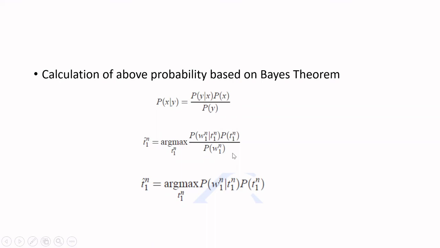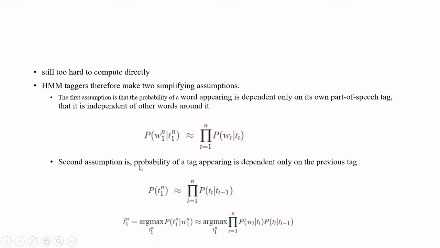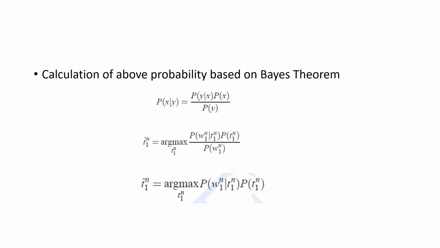That is, a denominator namukku eduthu kalayan pattum. Okay, so which means our estimation of tag can be written as like this. Okay, so it is probability of W1 raised to n given tags T1 raised to n into probability of T1 raised to n. Okay, so this is how we are going to estimate. Now, this is also not easy to compute. So what do we do now?